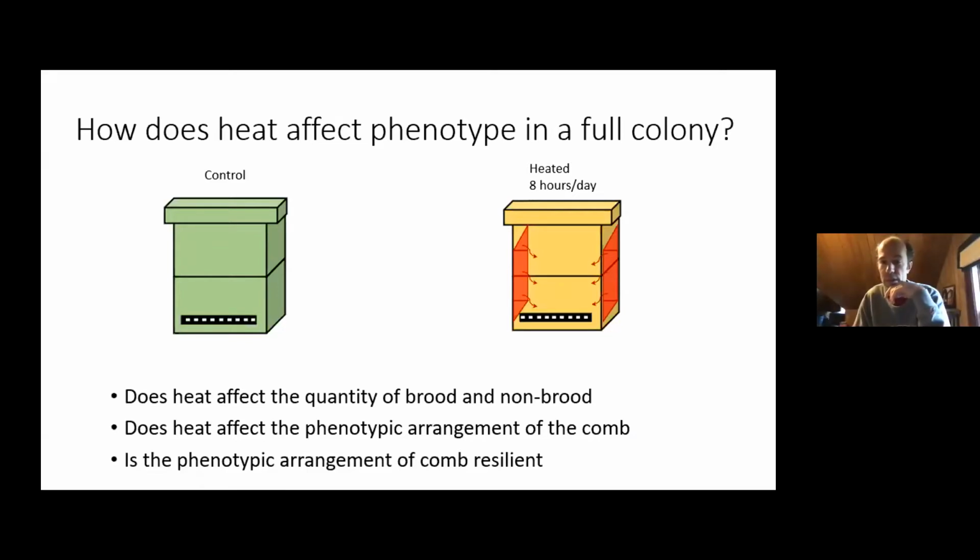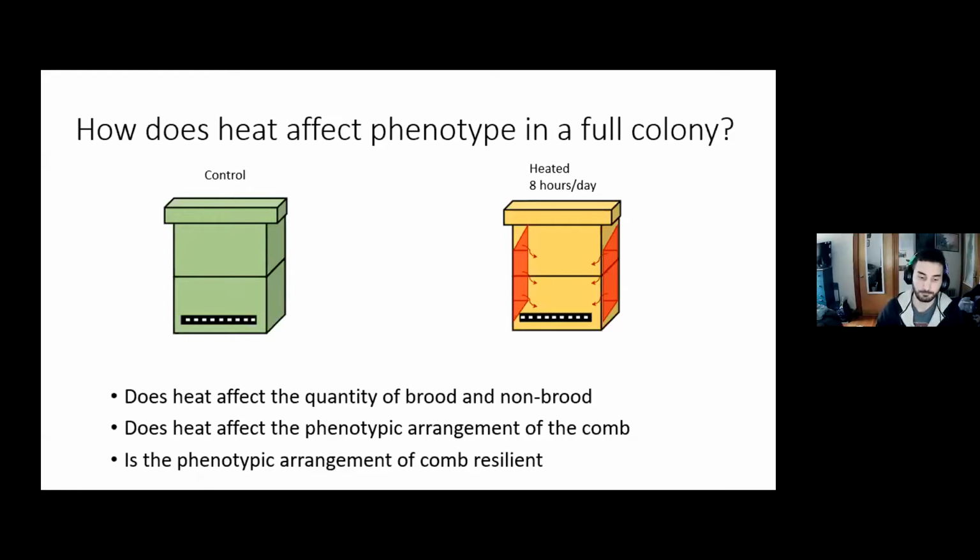Yeah. All right. And one quick question from Gayatri, and then we ought to move on. Yeah, I wanted to ask if the brood, non-brood rearrangement is their first reaction to change in temperature?